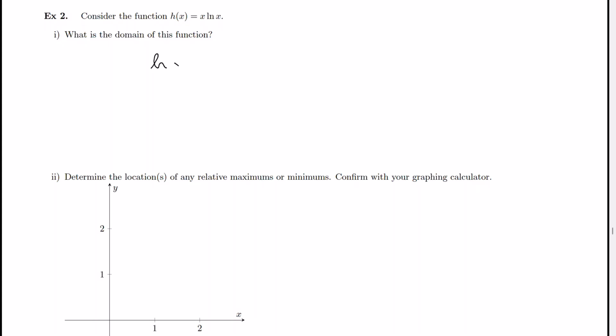So in this problem, h of x is represented with x multiplied by ln of x, even though there's no multiplication sign. I'm going to mention it here because it will be useful later on when I find the derivative.